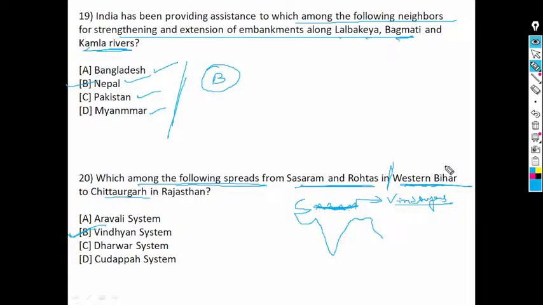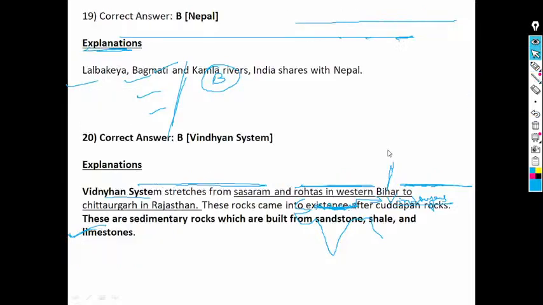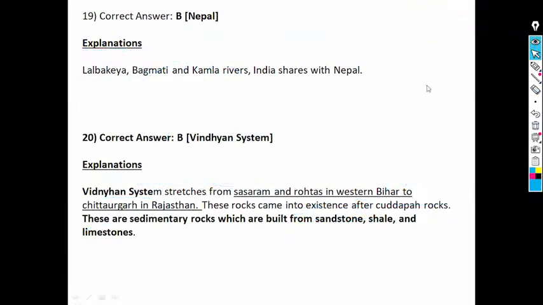Western Bihar to Chittorgarh in Rajasthan particularly. It is Vindhyan system. We'll see this one, the answer. Lal Bakia, Bagmati and Kamla are the rivers in India that are shared with Nepal.